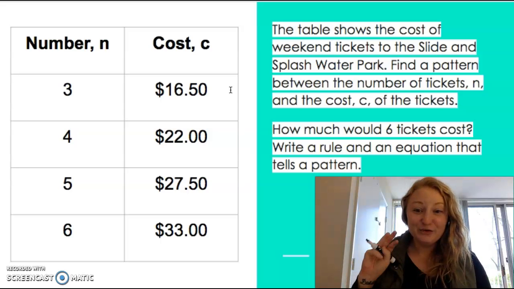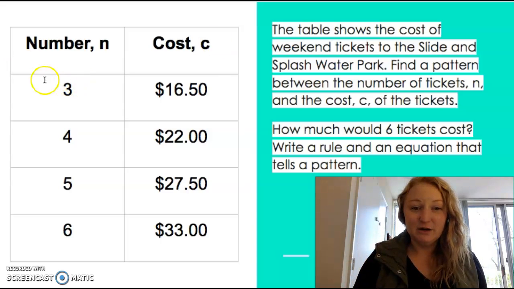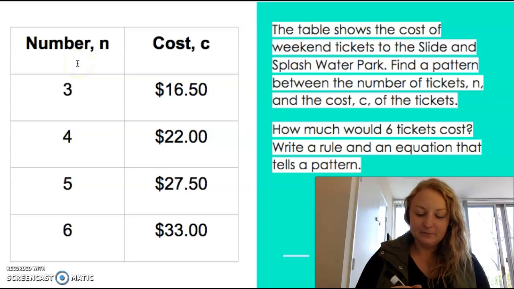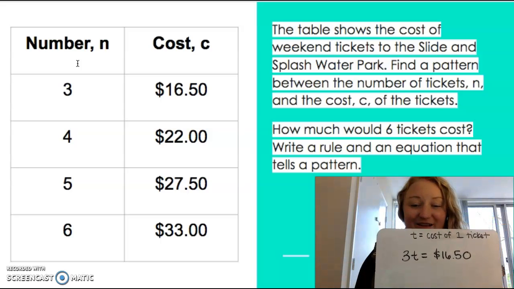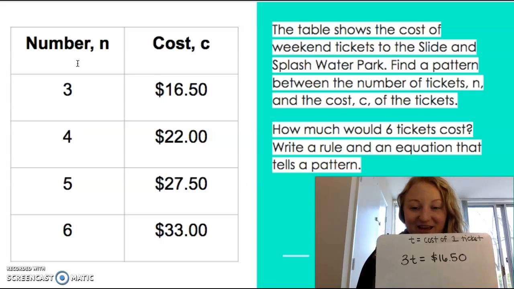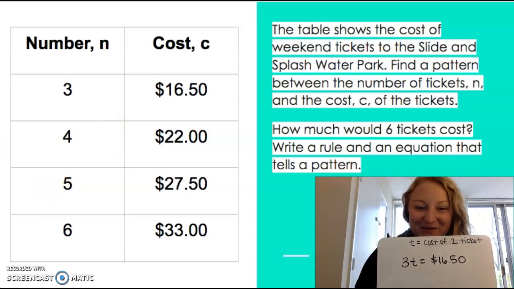So if I have 3 tickets, I'm looking here at my table, 3 is my number, times the cost of 1 ticket is going to equal $16.50. So 3 times the cost of 1 equals $16.50. Go ahead and pause here, and I want you to figure out what t, the cost of 1 ticket, would be equal to. I'll see you back here when you're ready.